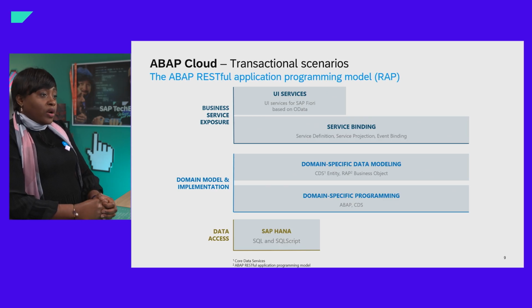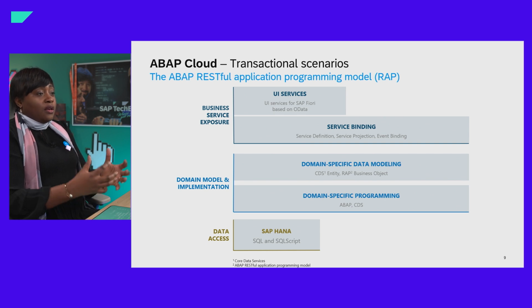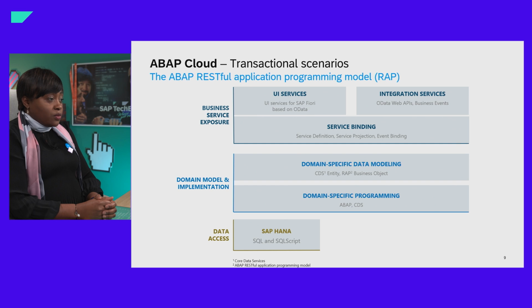For the exposure of the data and the implemented logic, we use service binding on top of service definitions, where we can define the scope of a given service, so the relevant entity sets that have to be exposed in the service, and also service projection, where we can really define use case specific data model and also the business logic. So in the context of RAP, we are building all data services which can be exposed for the purpose of SAP Fiori development, but also for integration purposes, so to be exposed as web APIs.